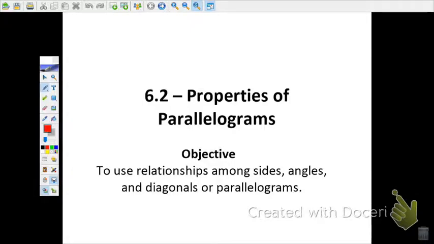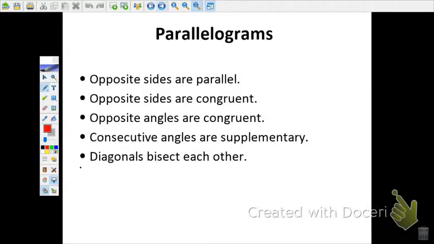And then once we learn about those properties, we're going to be able to work with their sides, their angles, and their diagonals to be able to work through some problems, and we'll look at some examples. So when you open up that parallelogram flap in your notes, you have a place to fill in these properties of parallelograms. So I'll give you a minute to get those written down, and then we will talk about them.